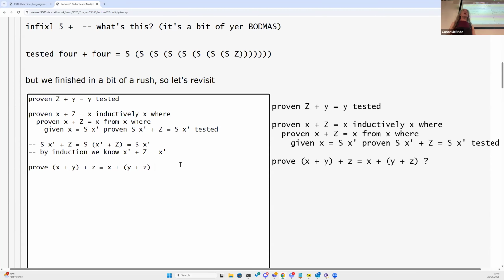Let's do the next one. Here we're actually going to prove that it doesn't matter how you bracket the adding up, that you end up with the same answer. This is called associativity. That's the fancy word of the day: plus is associative. That just means you can group things however you want.